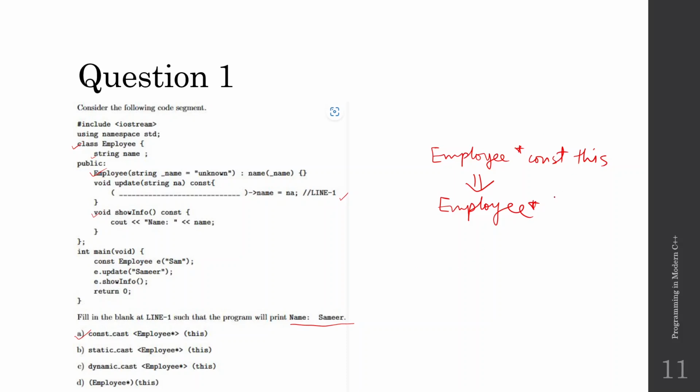So we are removing the constness. This can only be achieved with the const cast. And after we have this employee star pointer, we can access the name part and we can set it to another value. There is another way. We can use the C style way also.